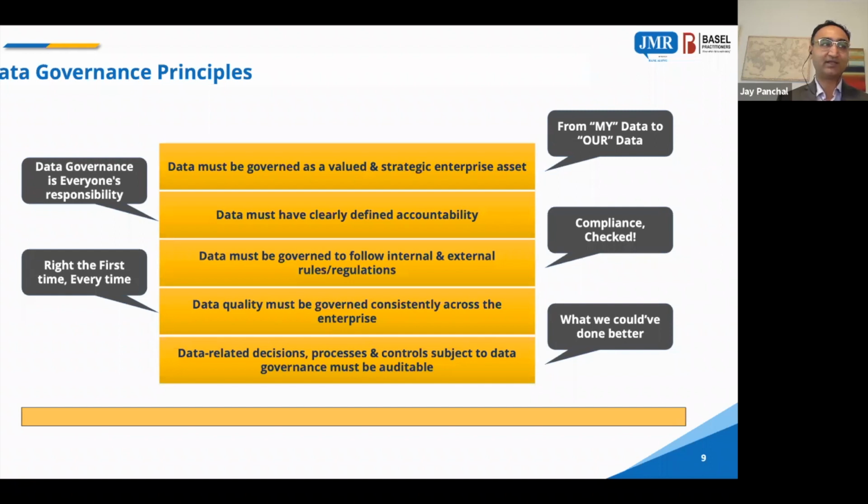And the last principle is understanding what we could have done better. Now, how do you build that framework? We first need to build an auditable trail. All the decisions, the processes, and controls subject to data governance must be auditable and tied to a particular outcome. Now, it sounds good, but I think this is a very powerful statement, and I hope to demonstrate that. So now, if you look at a particular implementation and see, okay, this is how we went about it, this is how we built our architecture, these are the tools that we use.